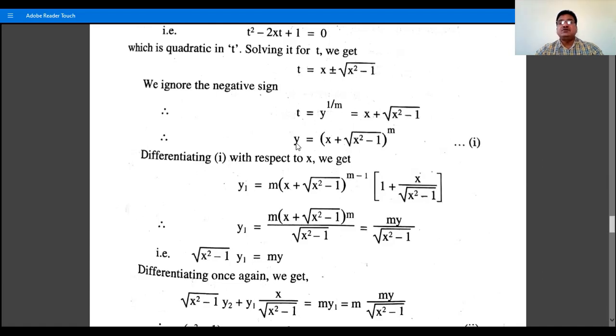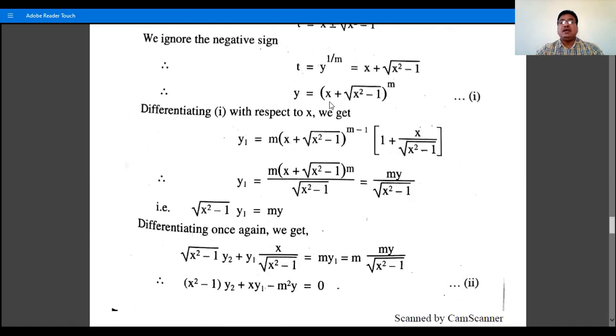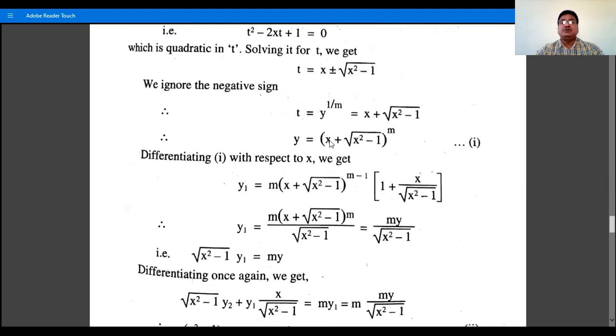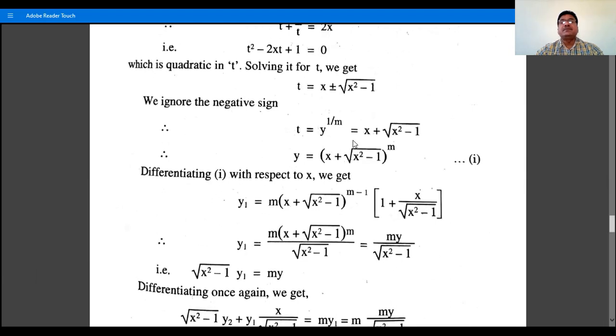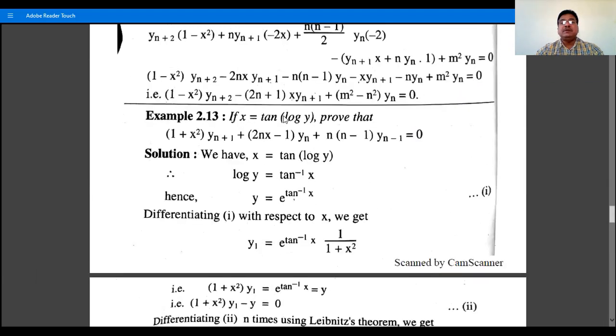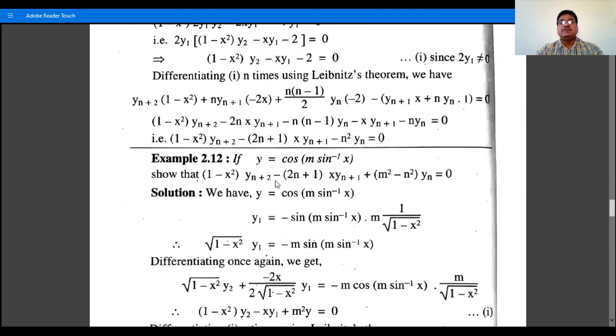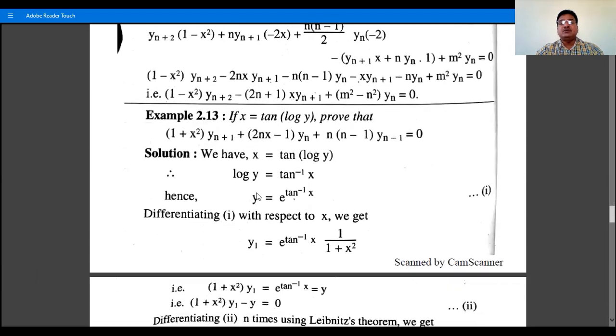We have t is equal to x plus root x square minus 1, and t means y raised to 1 by m. And so y is what? Taking the mth power of both sides, y is equal to x plus root x square minus 1 raised to m. So in this, if you observe the previous problems, y is given. Here y is not given, so y is this.